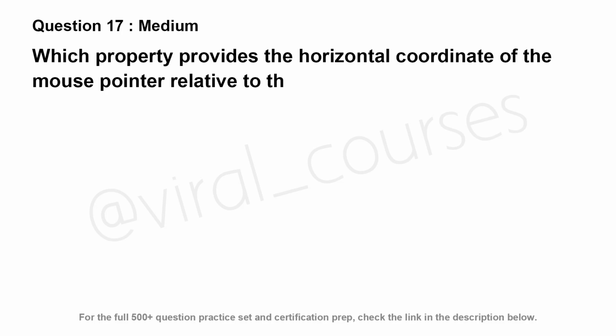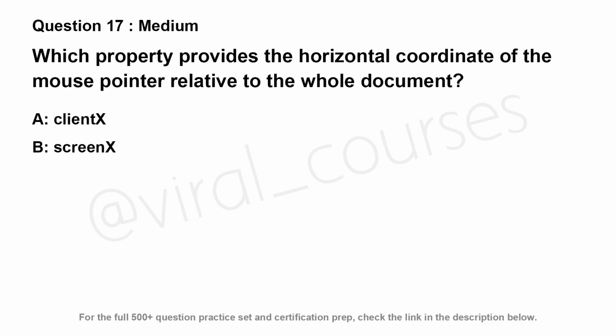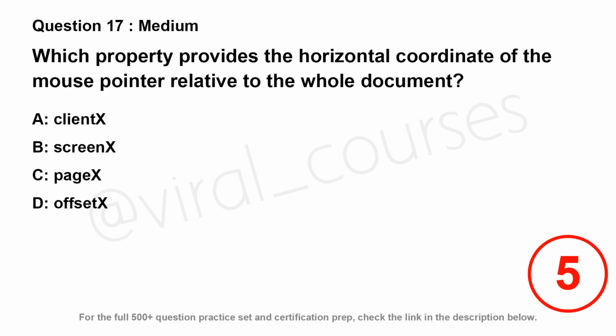Which property provides the horizontal coordinate of the mouse pointer relative to the whole document? Option A, clientX. Option B, screenX. Option C, pageX. Option D, offsetX.